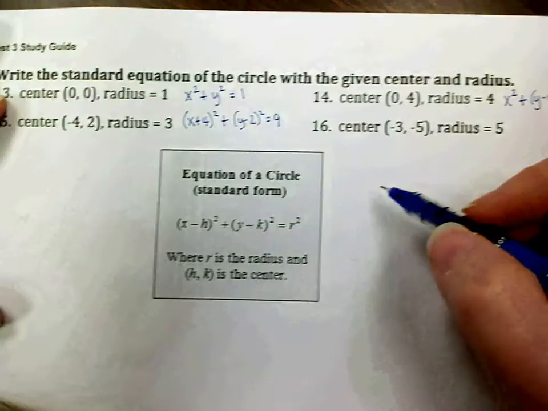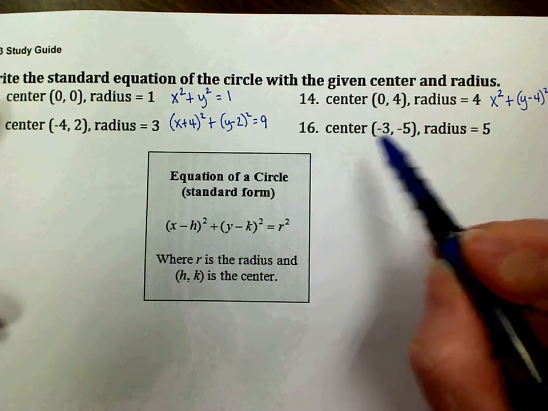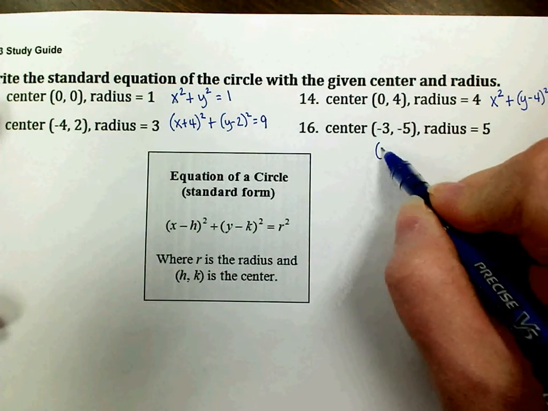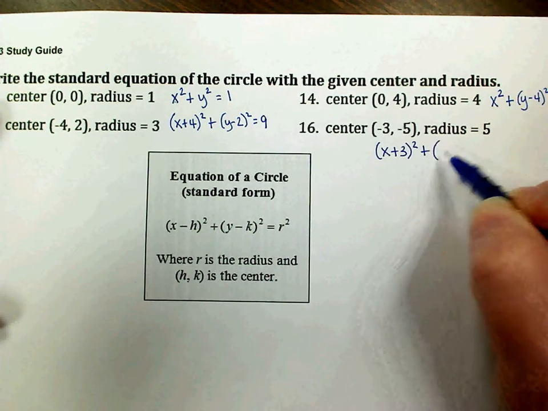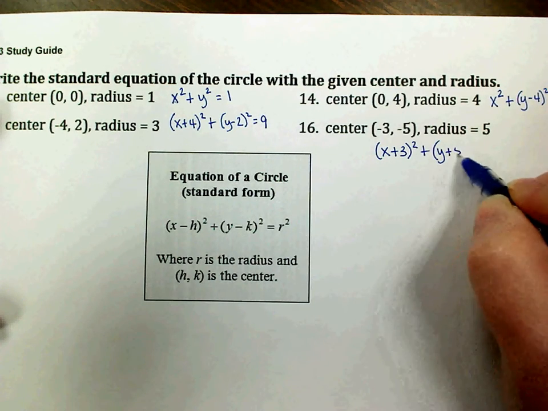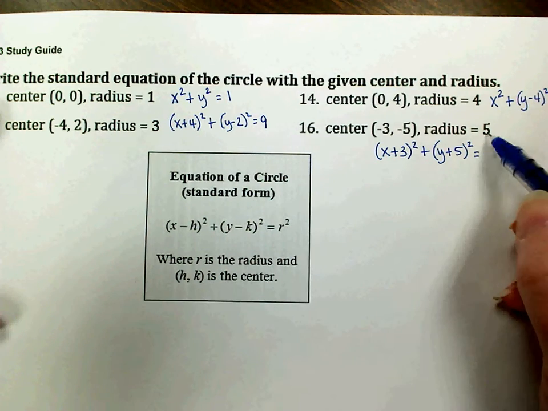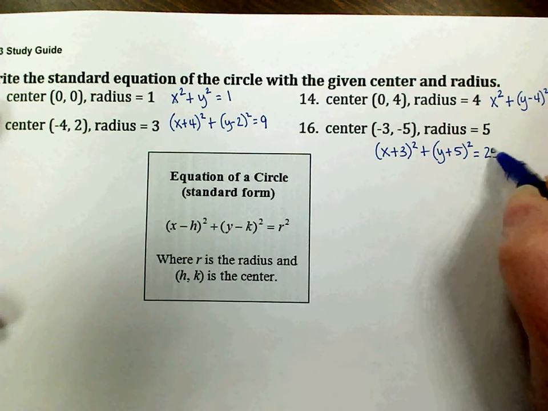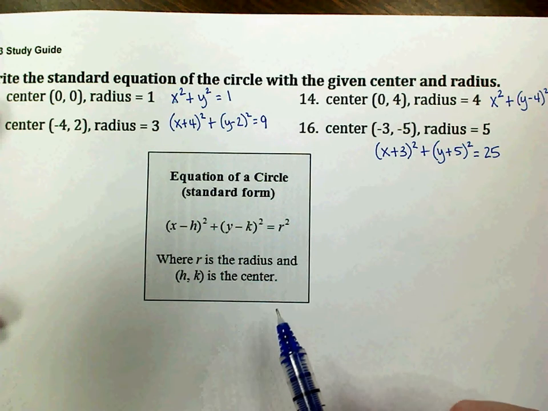Number 16, our center is negative 3, negative 5. So when we do x minus a negative 3, that becomes x plus 3 squared, plus y minus a negative 5 is y plus 5 squared, equals the radius squared. 5 squared is 25. So remember, the sign will be the opposite of the sign of the coordinate of the center.